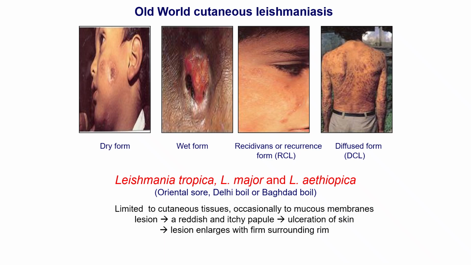This is Old World cutaneous leishmaniasis in the dry form, wet form, and the recurrence form, which is on the face, and the diffuse form is at the back of the patient. It is caused by these 3 species that I mentioned just now. It is usually limited to cutaneous tissue only, but sometimes it spreads to the mucous membrane as well. The sandfly bite first causes a lesion, which becomes reddish and itchy, and then becomes an ulcer on the skin. The lesion will get bigger and form surrounding rims.